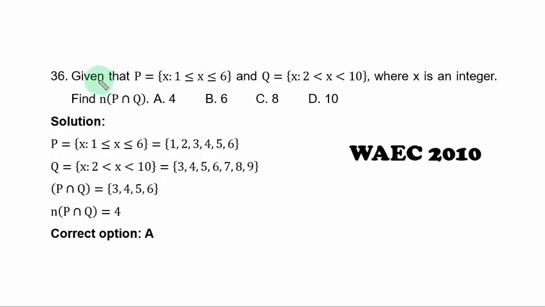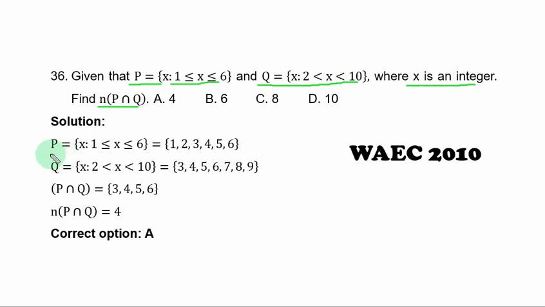Example 36. Given that set P is equal to S such that 1 is less than or equal to S less than or equal to 6, and set Q is equal to S such that 2 is less than S and it is less than 10, where S is an integer. Find the number of elements in P intersection Q.